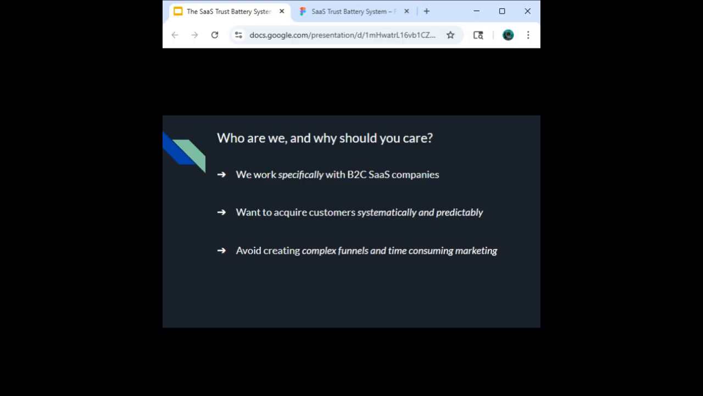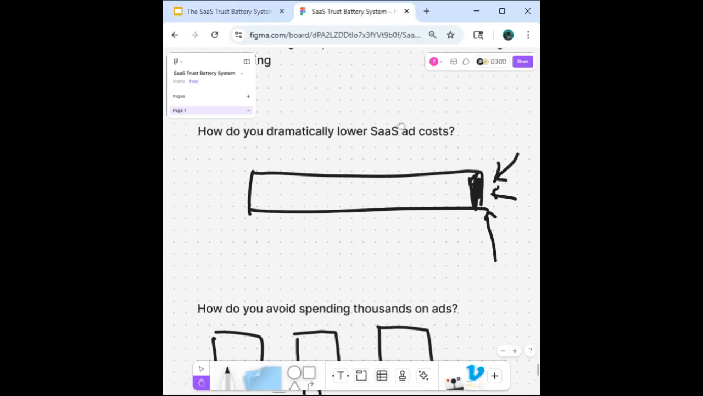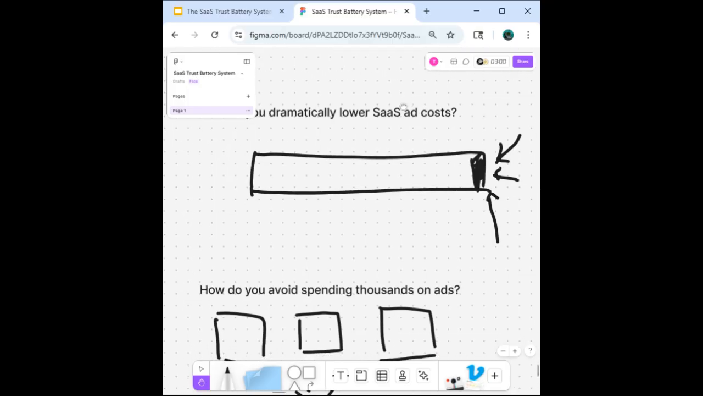Now, I've kind of gone over a little bit about who we are and what we're going to explain to you in this video. So, now I'm going to draw your attention to solving your problems. The first one here is how do you actually dramatically lower your ad costs for your SaaS? Now, I want you to envision that this is a conveyor belt. Obviously, not the greatest depiction of a conveyor belt, but this is kind of driving towards my point.